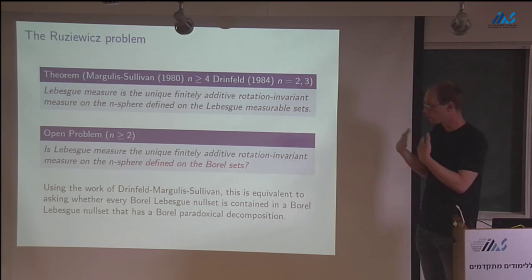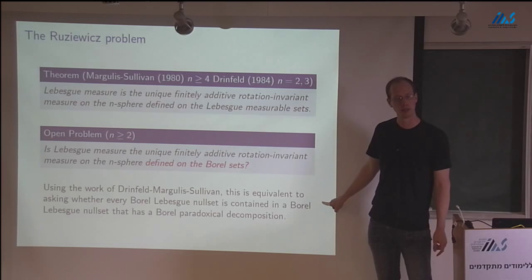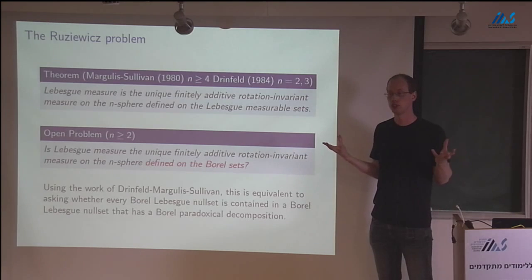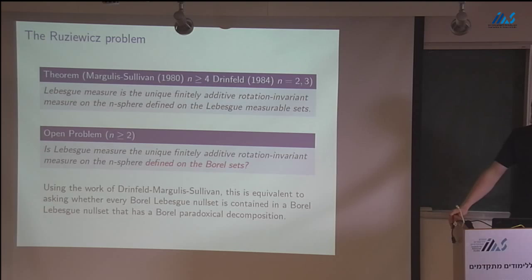Okay. And so, for example, it would be sufficient, based on how we prove our theorem, to decompose an arbitrary Borel Lebesgue null set into countably many sparse sets. Okay, and hopefully you can use some geometry of these actions on the n-sphere to do that. But this remains open. All right.